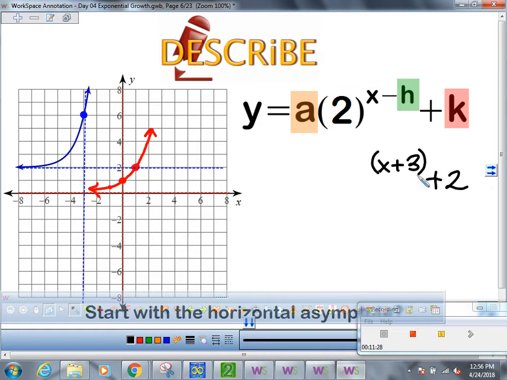Finally, I had a base of 2. That doesn't change with exponential functions. I just need to find my stretch. My stretch is normally at 0, 1. But this one doesn't stop at 1. It goes up to 1, 2, 3, 4. So I have a stretch of 4.